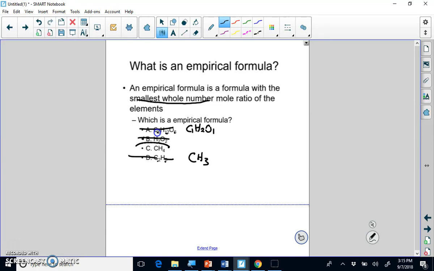This, however, is already an empirical formula. It's as simple as it can be written, it can't be written any simpler. Nothing can go into 1 and 4 evenly, so this here is the smallest whole number ratio that you can have.